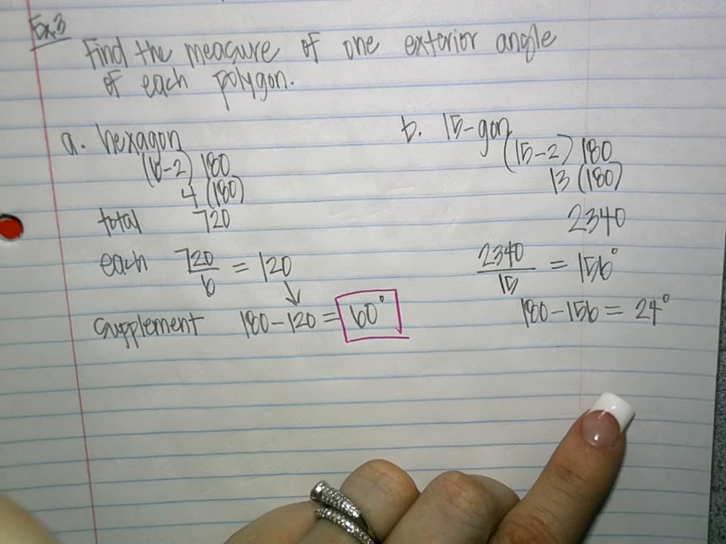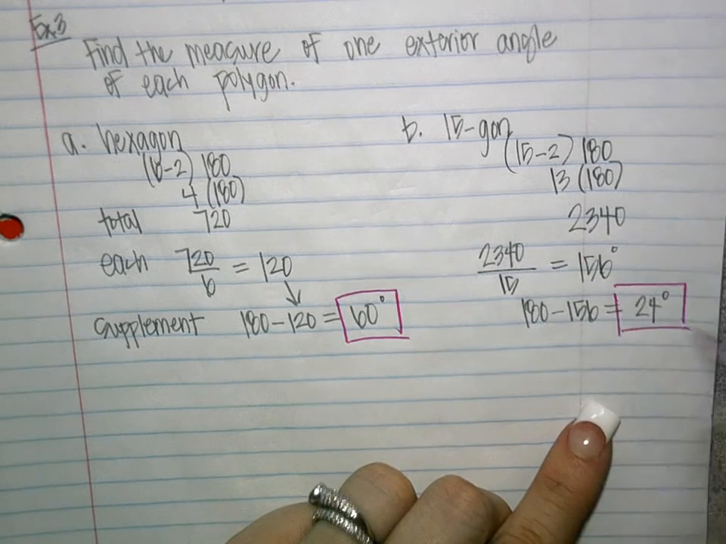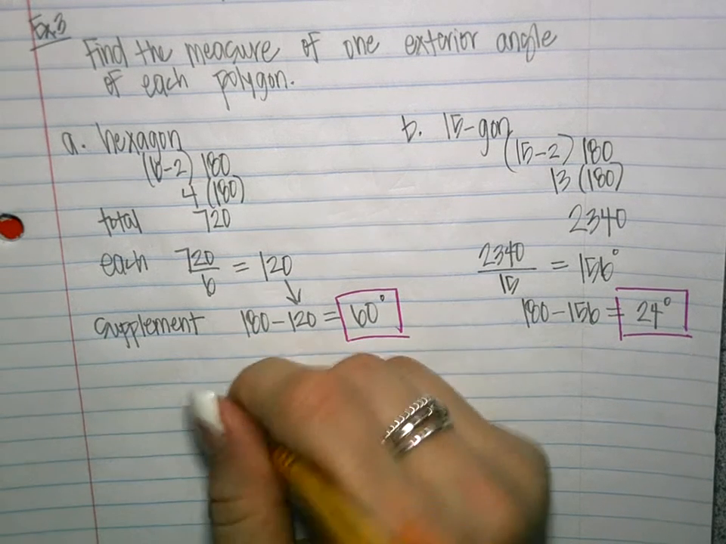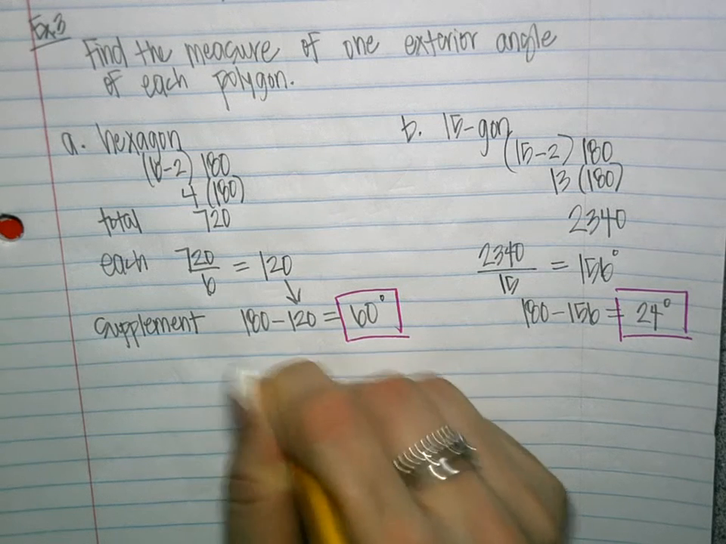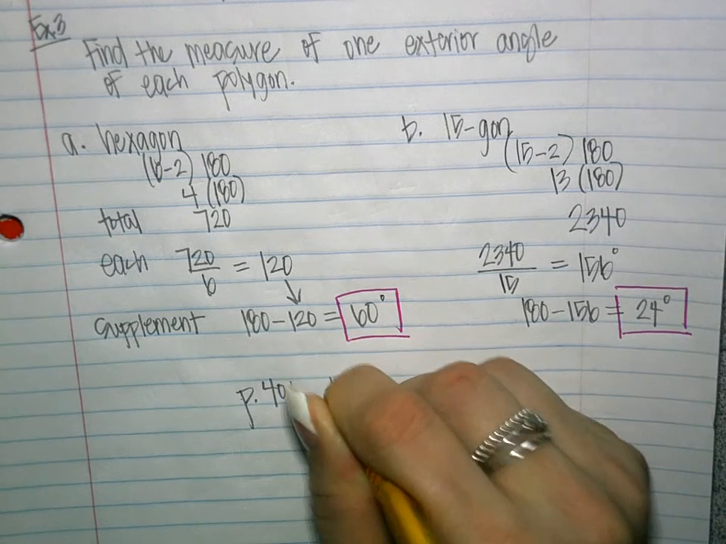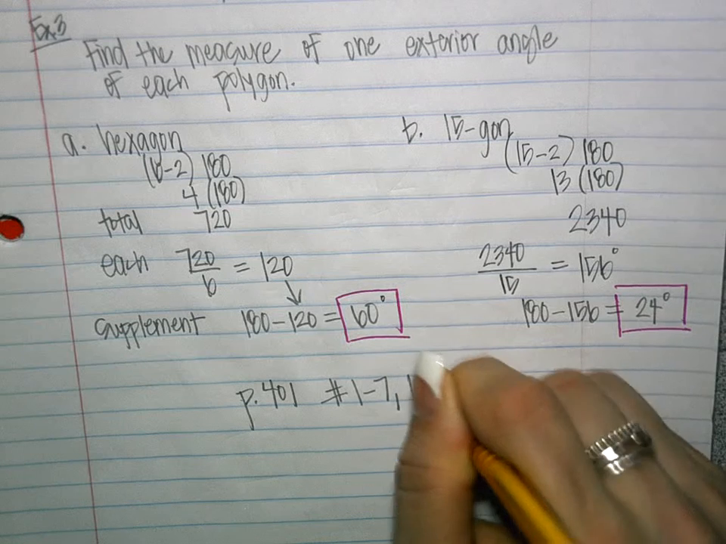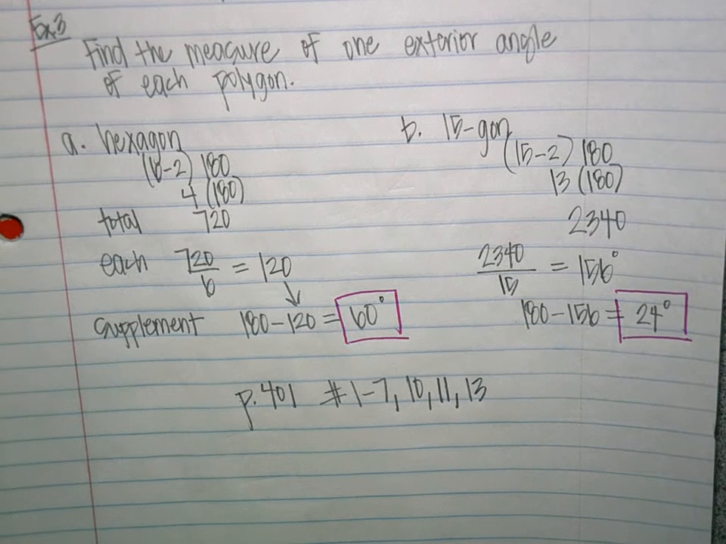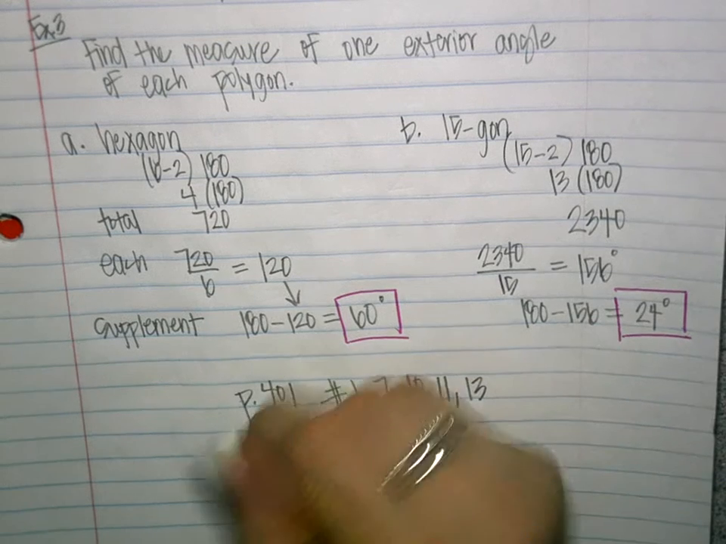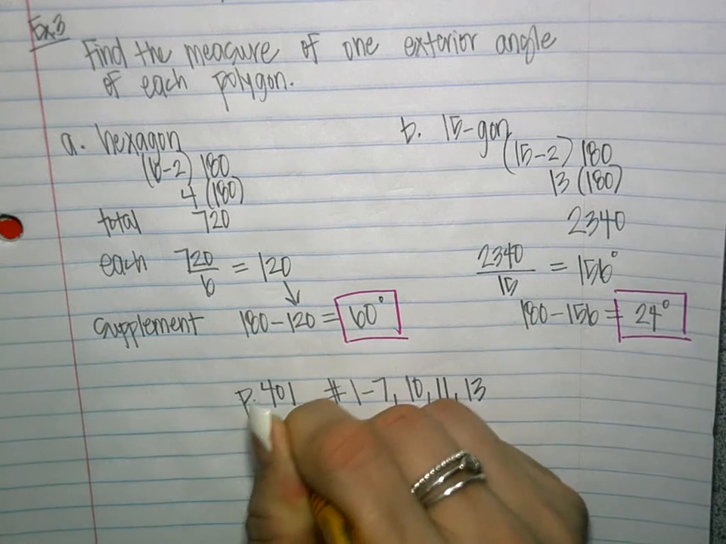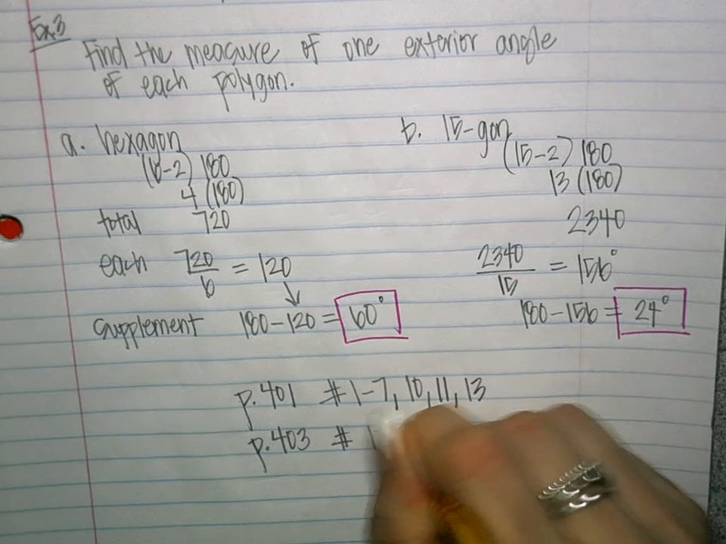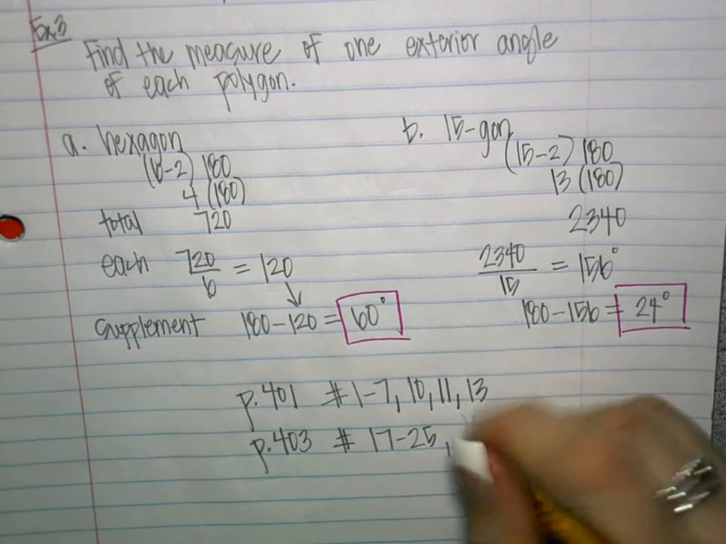Make sure that you write down your homework, okay? You are doing both page 401 and 403. On page 401, numbers 1 through 7, 10, 11, and 13. We're going to use the others later. And on page 403, numbers 17 through 25, as well as 30 through 34.